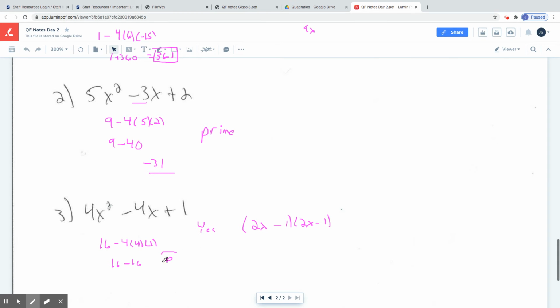All right. And since 0 is a discriminant, it means there would be one real solution if this was an equation equal to 0. And we would see it would just be 1/2. All right. So the discriminant tells us how many solutions there would be, the type of solutions it would be, and if something is factorable.